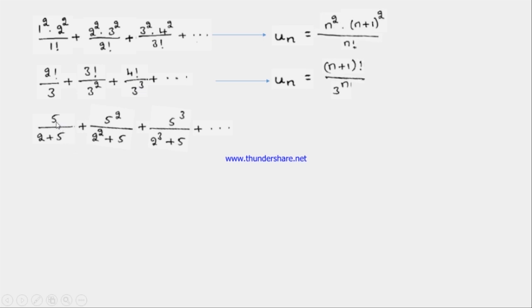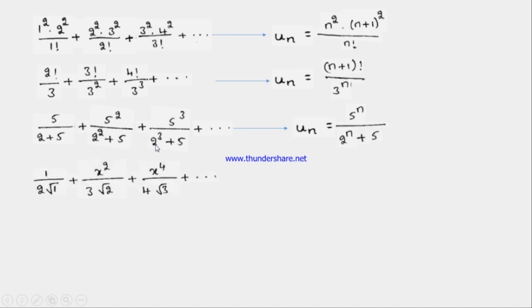Yeah, look at the power. 5 power 1 first term, 5 power 2 second term, 5 power 3 third term. In our un, numerator should be what? 5 power n. Look at the denominator, 2 power 1 first term, 2 power 2 second term, 2 power 3 third term. Base is same. I should get 2 power n plus 5. Simple again.